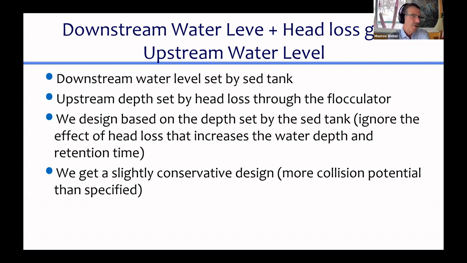You might be wondering, well, do I have to have my water level at the effluent of my flocculator set by the sed tank? Could I have it just be higher? Why couldn't I have a higher flocculator and then dump the water into the sed tank? All the flocs, it would break them all up. Record. Yes. You just learned something really important.